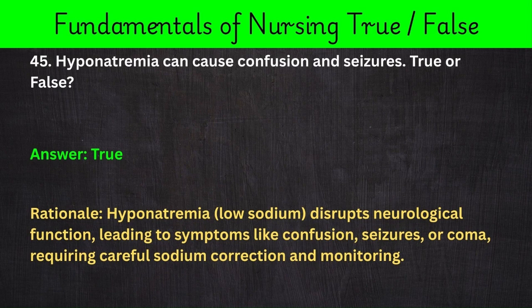45. Hyponatremia can cause confusion and seizures. True or false? Answer: True. Rationale: Hyponatremia, low sodium, disrupts neurological function, leading to symptoms like confusion, seizures, or coma, requiring careful sodium correction and monitoring.